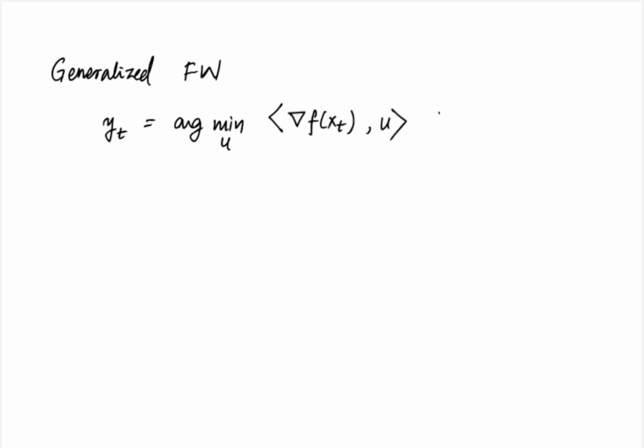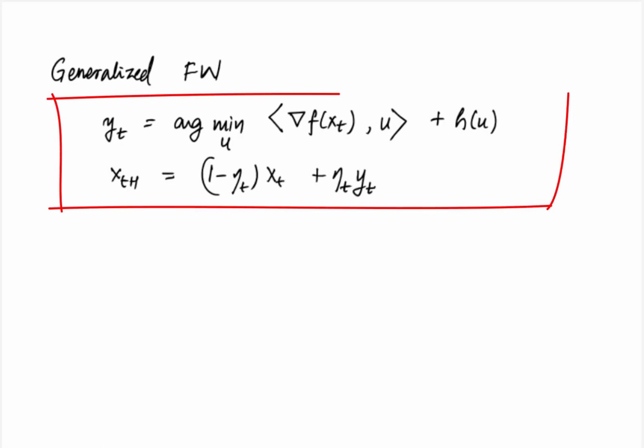Similarly, the proximal version of the Frank-Wolfe algorithm takes the form y_t equal to argmin over u of inner product of gradient f of x_t comma u plus h of u, and x_{t+1} equal to (1 minus eta_t) into x_t plus eta_t into y_t, where the structure of h should be such that the y update is easier than calculating the proximal operator.